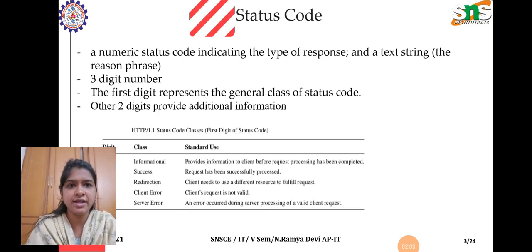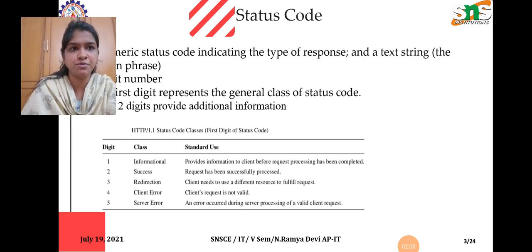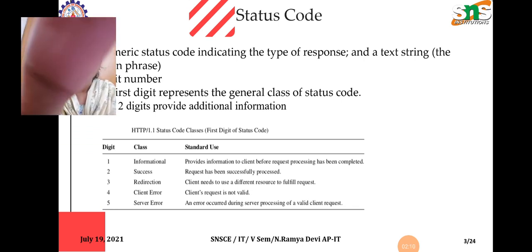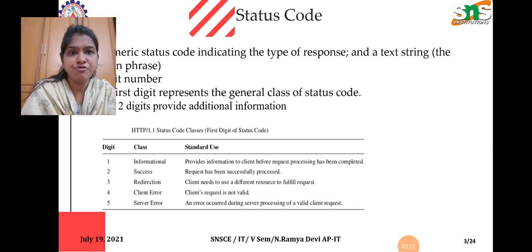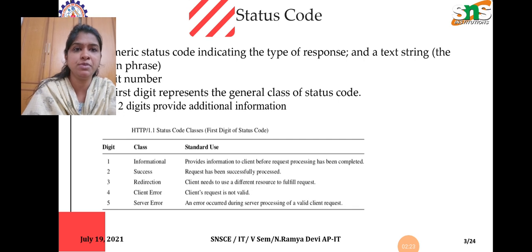Here the status line describes a numeric status code indicating the type of response and a text string. So here 1 is informational. It provides information to the client before request processing has been completed. 2 is success. The request has been successfully processed. 3 is redirecting your HTTP request to some other server, and then 4 is the client error, so the client's request is not valid, and 5 is the server error. An error occurred while processing your HTTP request in your web server.